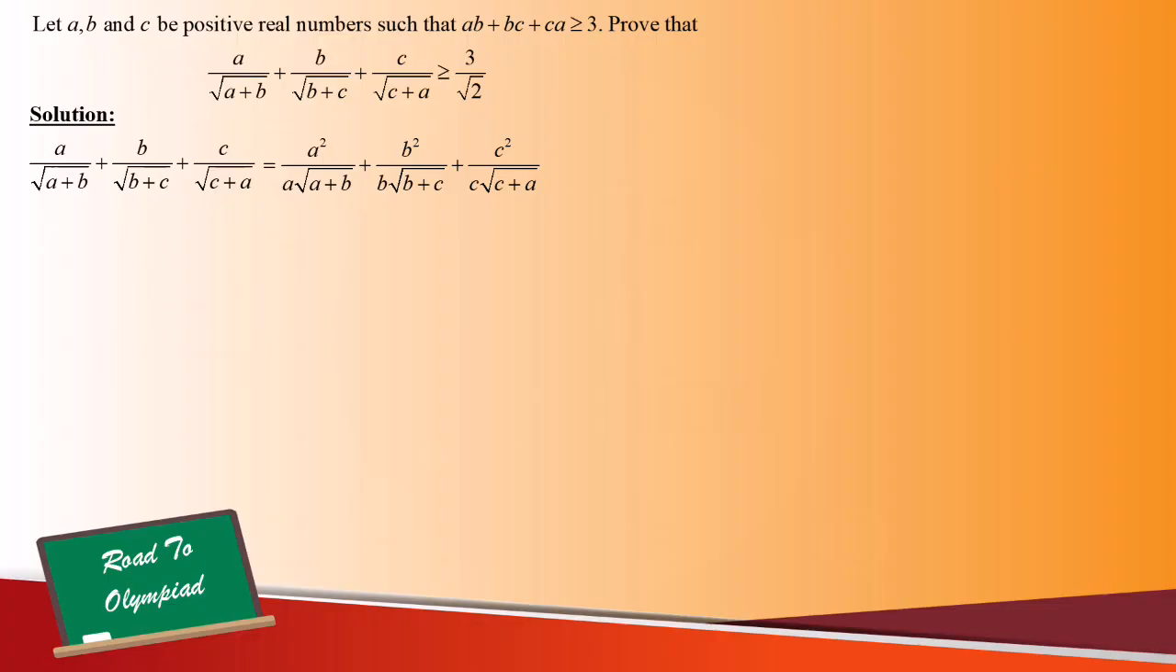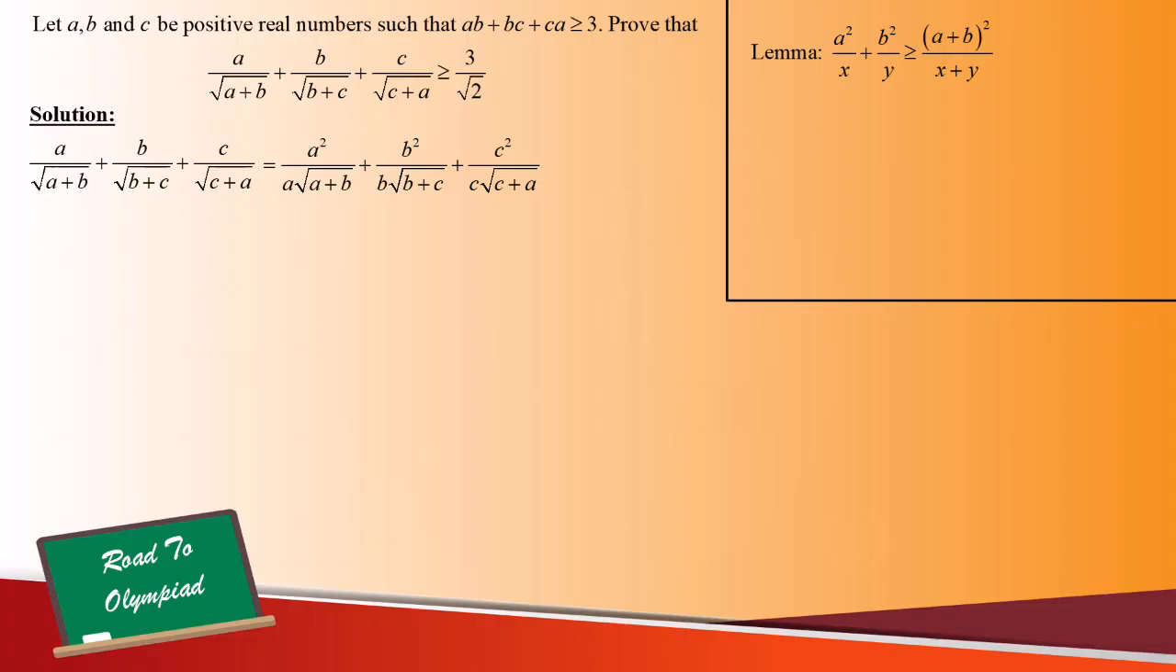Here, we need a lemma. If a, b, x, and y are all positive, then a squared over x plus b squared over y is greater than or equal to (a plus b) the whole thing squared over x plus y. To prove this lemma is easy.